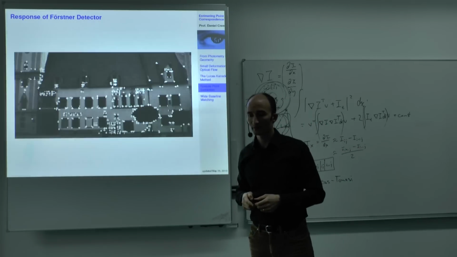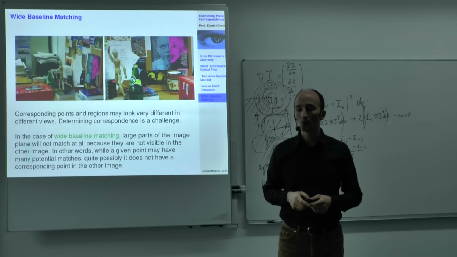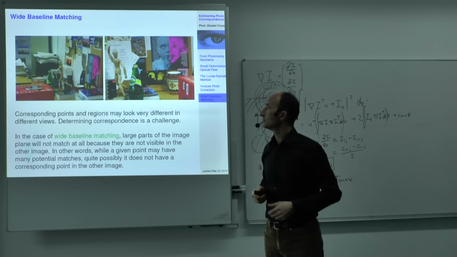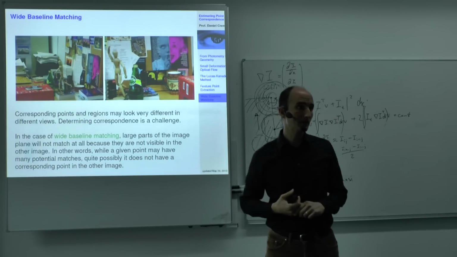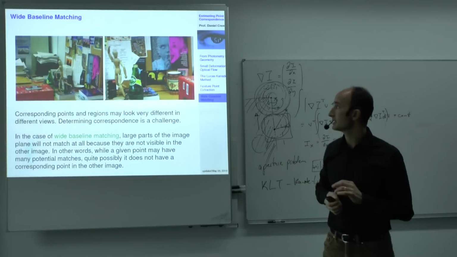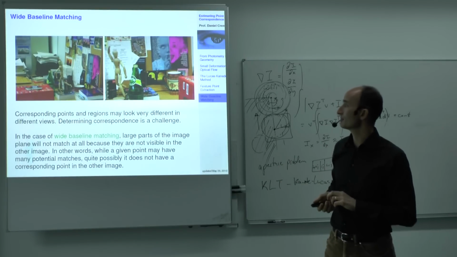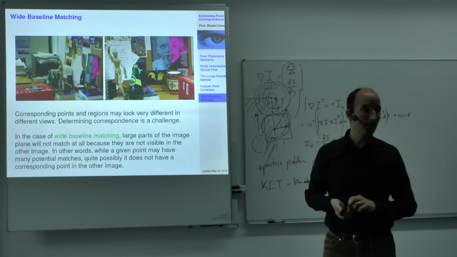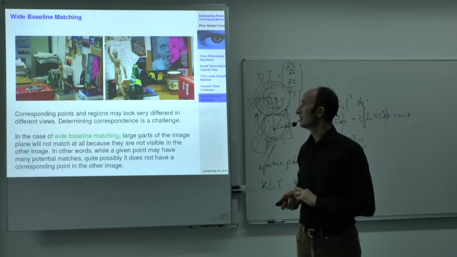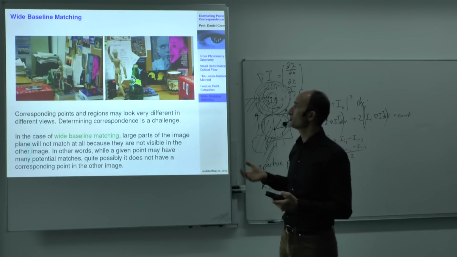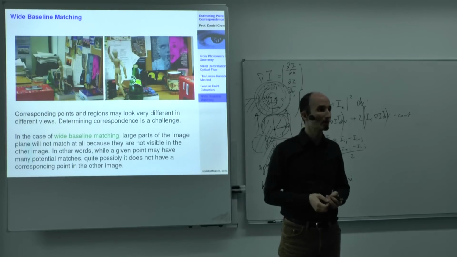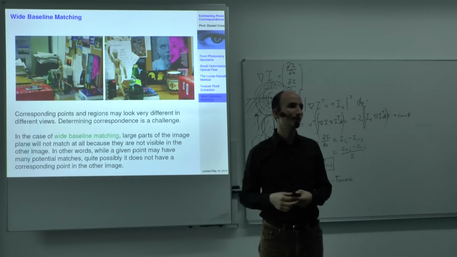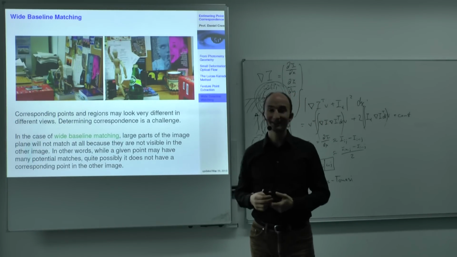Here's the wide baseline case. This is an extreme case of wide baseline. Here we have two images of more or less the same scene. It's not exactly the same scene, but more or less. And I wanted to show you this because, in principle, this is part of computer vision. Someone says, hey, you can do reconstruction from two images. Here's two images, reconstruct, right?